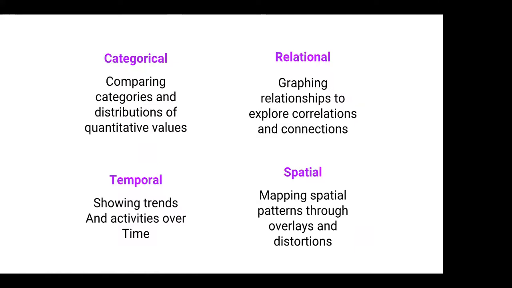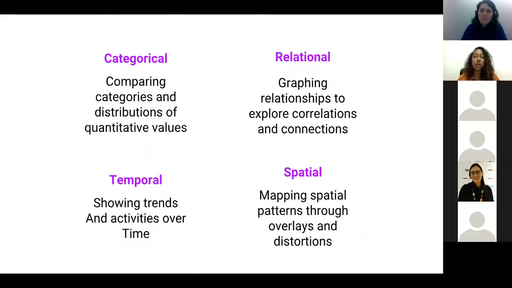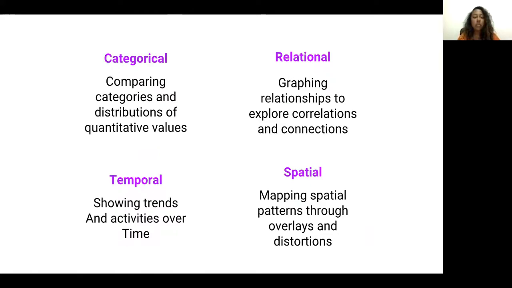And then we have relational. So this is more about correlations and connections. So how do 2 different variables correlate to each other? For example, how does the budget of a movie correlate to how much money the movie is going to make in sales, right? So those 2 variables, how are they related to each other?